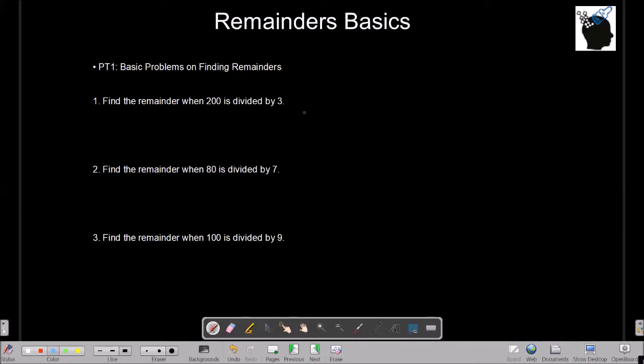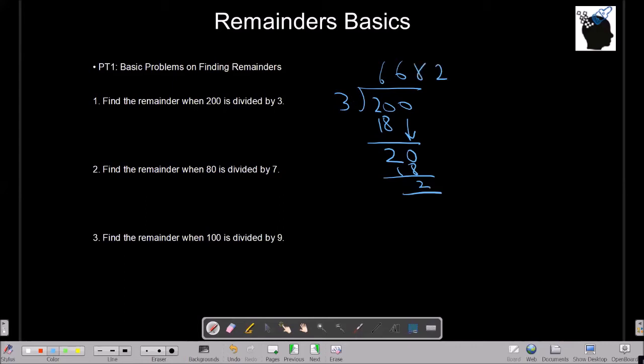Let's use the long division method. So I'm trying to divide 200 by 3. I know 2 doesn't go by 3, so I'll take 20. I know 3 into 6 is 18. I have 2 left. I will carry over 0. Again, I can do 3 into 6 is 18. I'll be left with 2. That means 200 when divided by 3 gives me 66 as the quotient and 2 as the remainder. So our answer for the first one is 2.